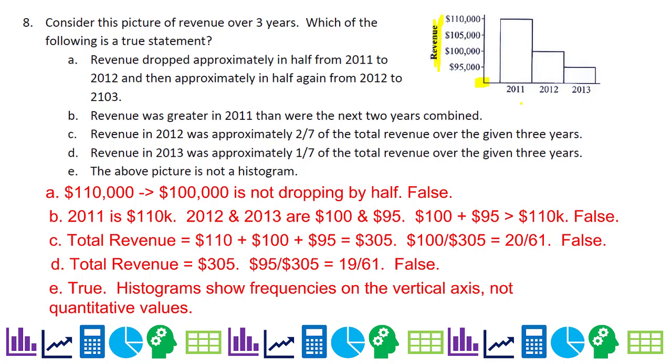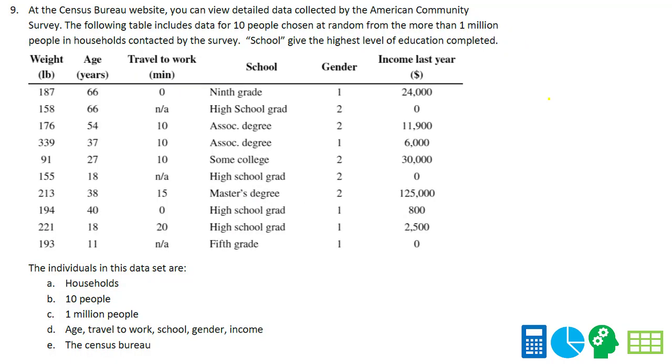Histograms give us values in the horizontal direction for the bars, so we know how the bins fall. If you look at the previous examples, this is not a histogram. Okay, on to question 9.